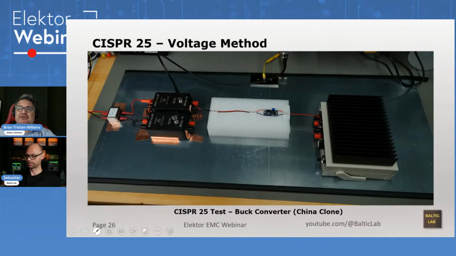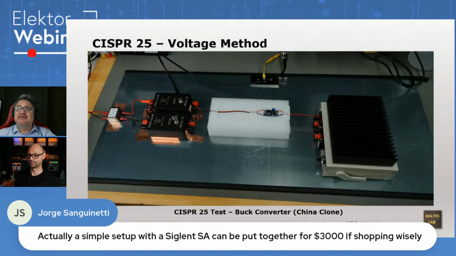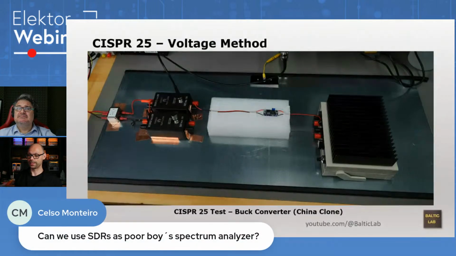Yeah, got another couple of comments and questions from George. He says, actually a simple setup with a Siglent spectrum analyzer can be put together for $3,000 if shopping wisely. And then, yes, that includes the SA itself, correct? Yes. And then Celso wants to know if we can use software-defined radios as a poor boy spectrum analyzer.